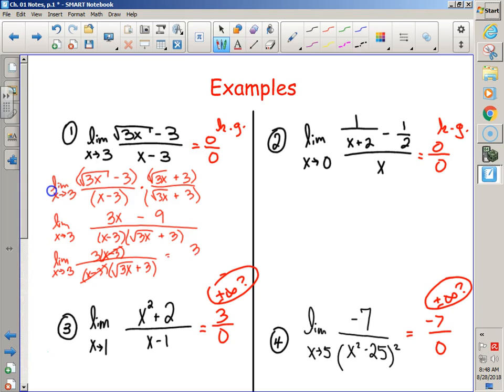Plug it in, plug it in. 3. Over. I do not rewrite the limit again because I'm now solving. Square root of 3 times 3? Square root of 9 is? And 3 plus 3 is? And 3 over 6 is? Anybody get 1/2 before me?